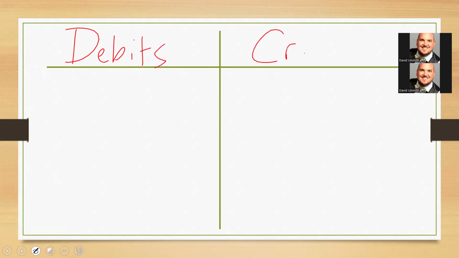And then we have credits. Basically, debits are the charges that our guests are incurring, and then the credits are the payments.